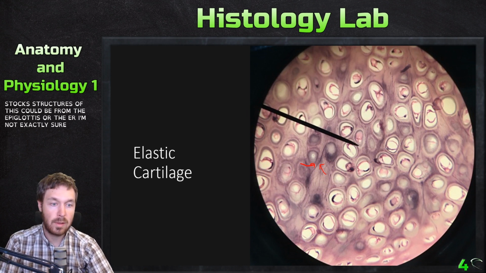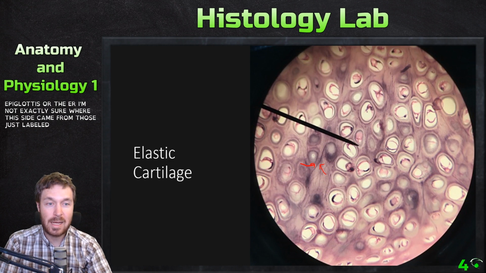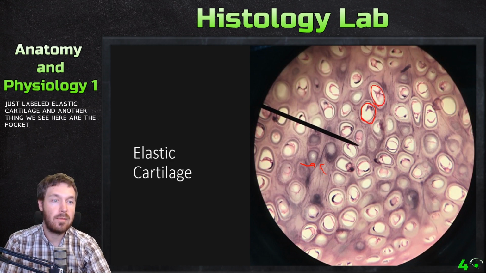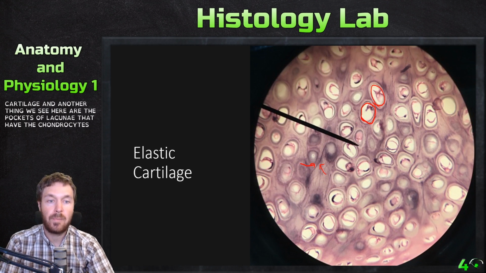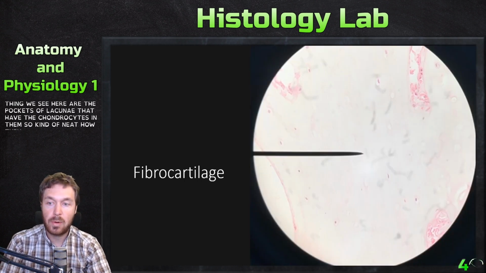I'm not exactly sure where this slide came from. It was just labeled elastic cartilage. And another thing we see here are the pockets of lacunae that have the chondrocytes in them. So kind of neat how that all works.